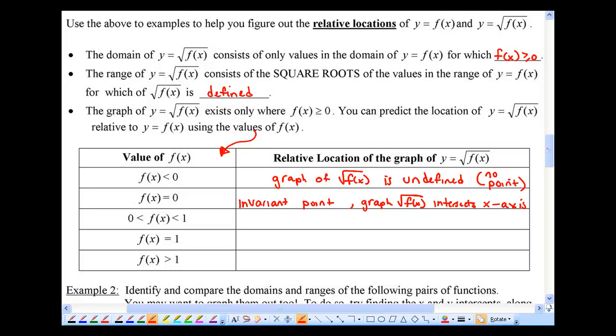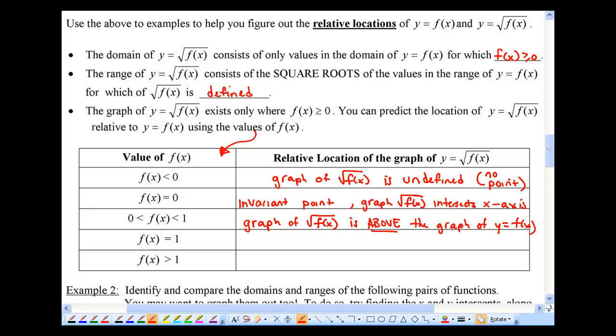Between 0 and 1, an interesting thing happens here. If you look back at the previous two examples, it's between 0 and 1 where the actual square root function is bigger than the original y equals f of x function. So I want us to make a note of that. The graph of root f of x is above the graph of y equals f of x because the y values are larger.